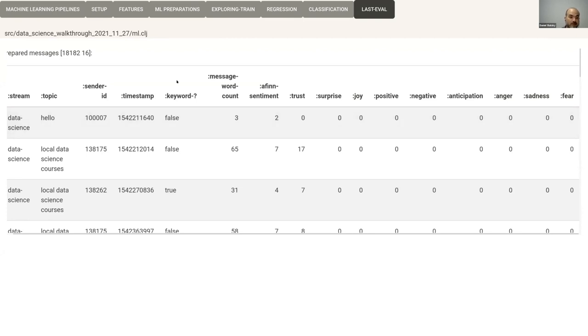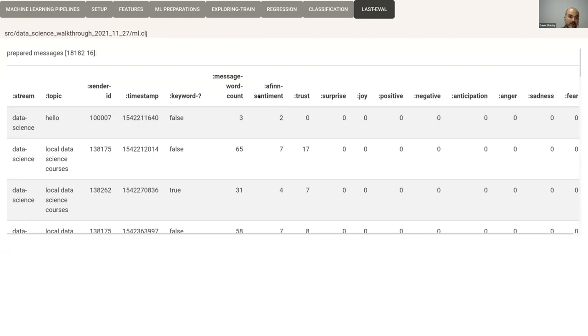And Ethan also added this column that says, was this message a question, or did it contain a question mark anywhere in the text, right? So we have these additional columns. And what we're interested in is mostly timing, as we will see in a moment.